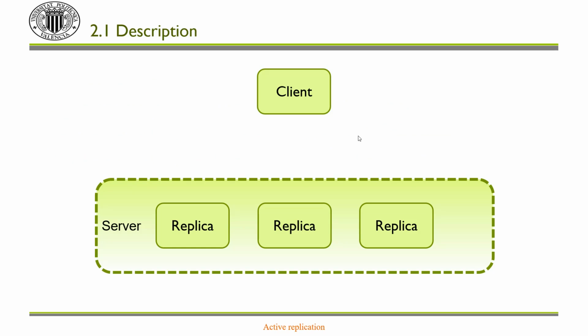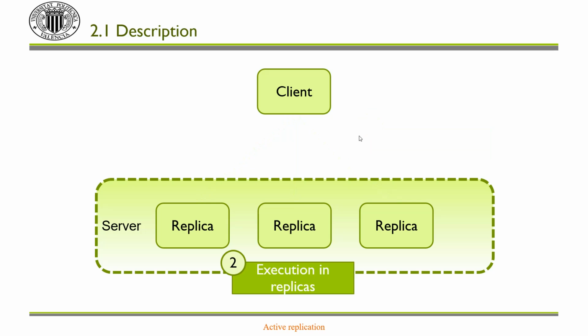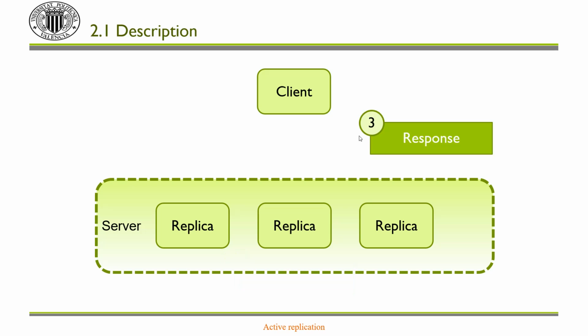Graphically, we have a client that broadcasts its request to every replica. Then each replica executes all instructions in that operation, and eventually each one sends an answer to the client. All replicas behave in the same way, so they all will maintain the same state.